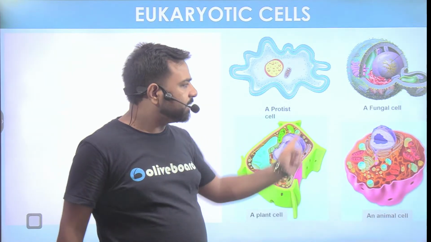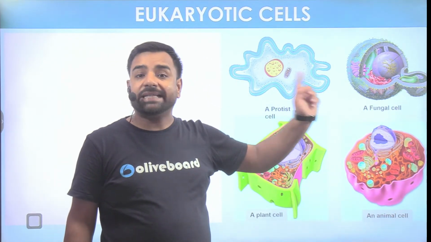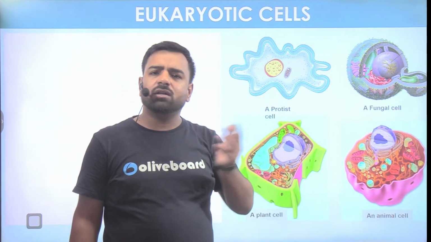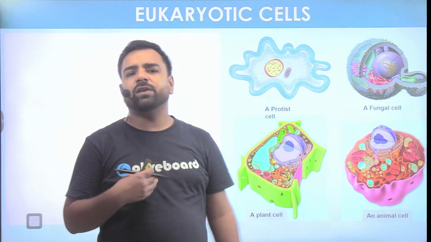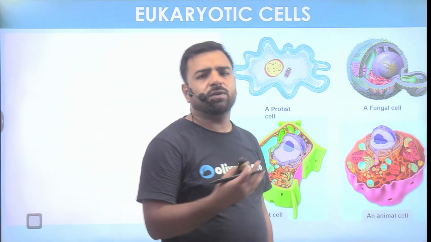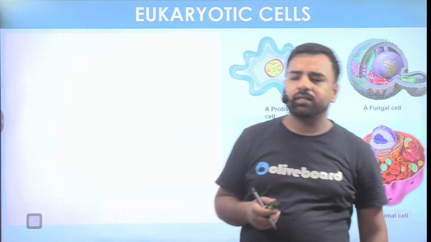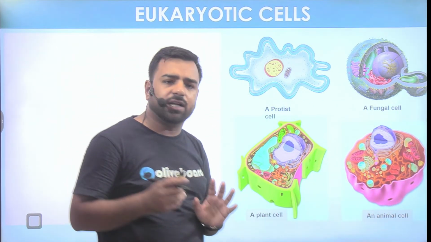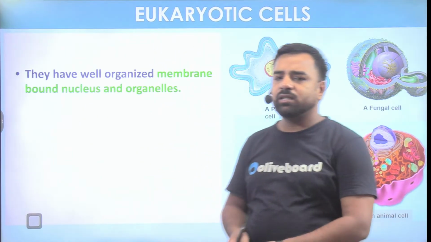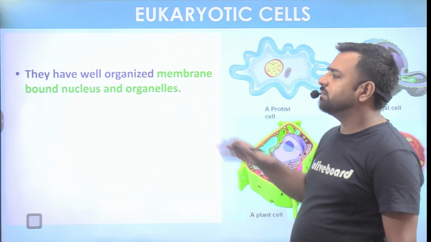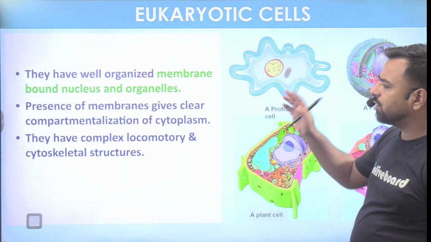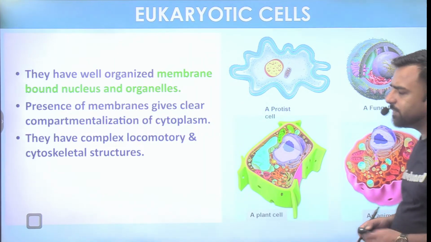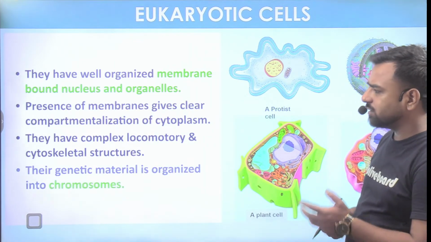Here Protista, where you can link it to the paramecium. Paramecium is there in the Protista kingdom. Fungi: mushroom, yeast, they all are examples of fungi. Plant: neem, mango, all these are examples of plant. Animal: we, cow, pigs, dogs, we all are in the animal kingdom. Yes, here we are eukaryotic because our cells are fully developed. Now, what all things are there in the eukaryotic cells? They are well organized, with membrane bound nucleus and organelles. There's a presence of membrane which gives clear compartmentalization of the cytoplasm. They have complex locomotory and cytoskeletal structure.